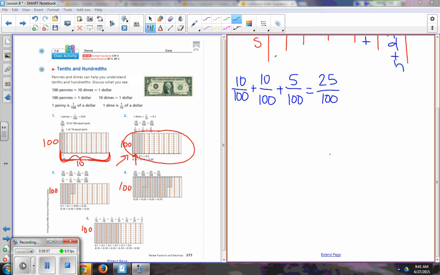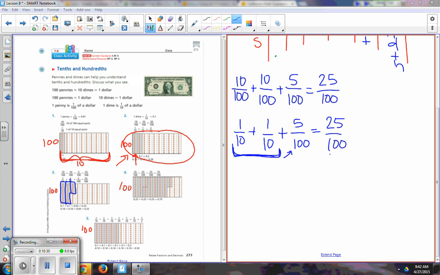That's what this little section right here represents, yes? But it also represents what? 1/10 plus 1/10 plus 5/100ths, because you can't say half of a tenth, can you? Equals 25/100ths. Now, I had to make these a common denominator. That's why it ends up being 25/100ths. Are you seeing what I did there? Okay.